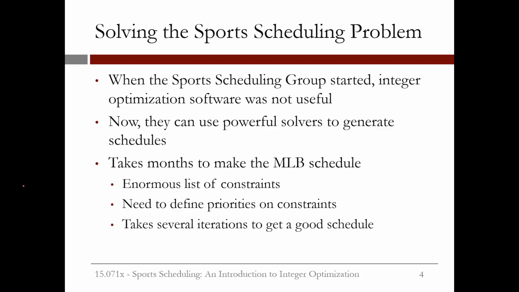When the sports scheduling group was started in 1996, integer optimization software was too slow to be useful. Now they can use powerful solvers to generate sports schedules. Even with these solvers, it takes months to make the Major League Baseball schedule. This is due to several reasons, including the enormous list of ever-changing constraints that they have to account for, the need to define priorities on the constraints to even find a feasible solution, and the fact that it takes several iterations to get a good schedule.